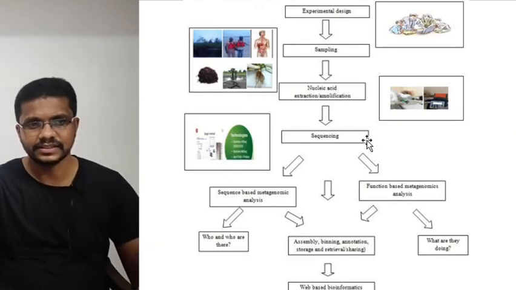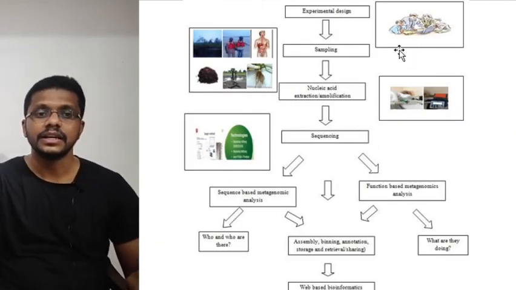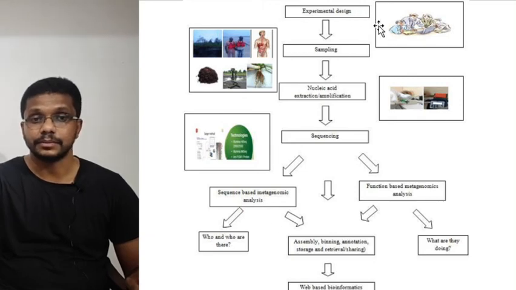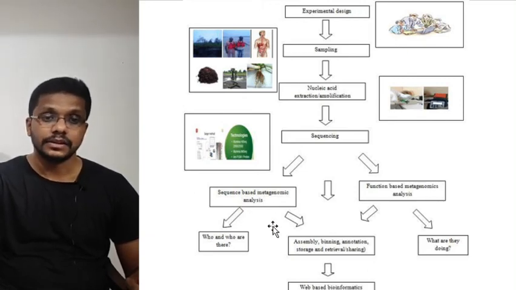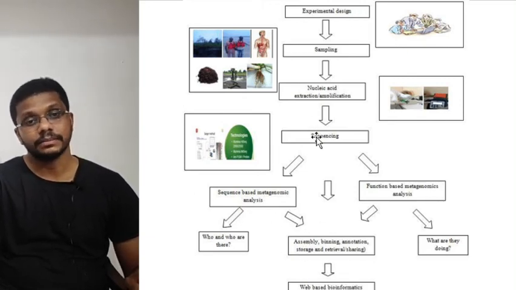So here is another image representing the steps in metagenomic analysis. It is very much similar to the previous image.